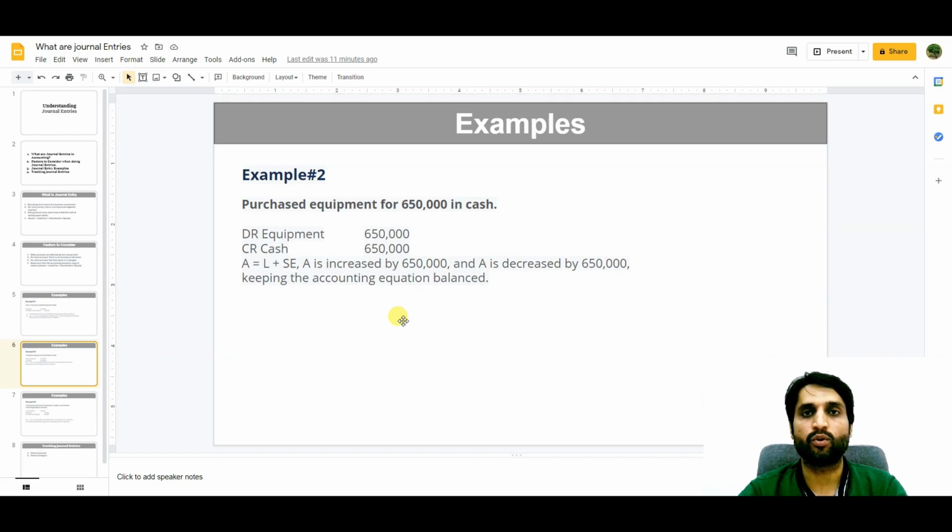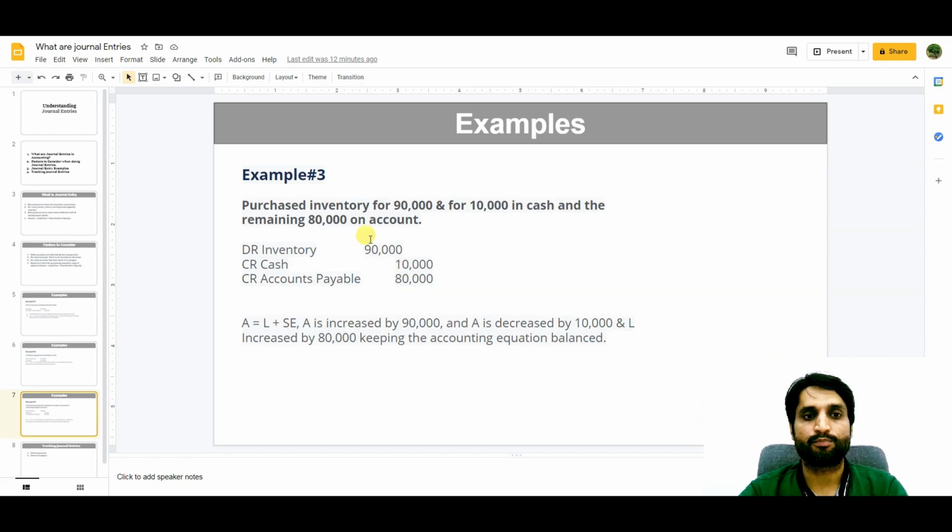Now example number 2. Purchased equipment for 650,000 by cash. One asset is increasing, the fixed asset equipment, and one asset is decreasing, cash, which is credited 650,000. Assets equal liabilities plus shareholders' equity. One asset is increasing and one asset is decreasing, so the accounting equation is in balance.